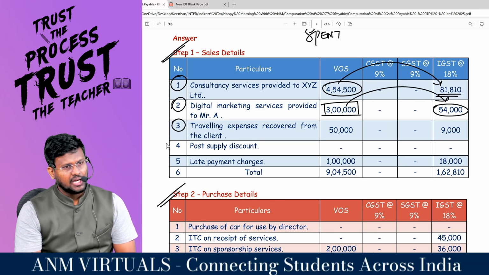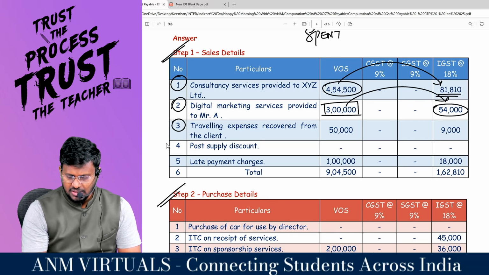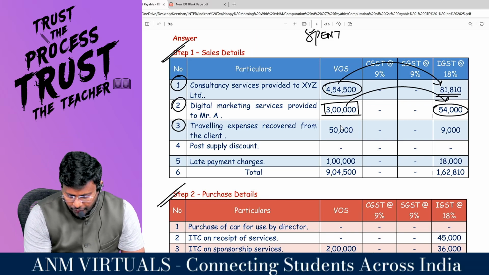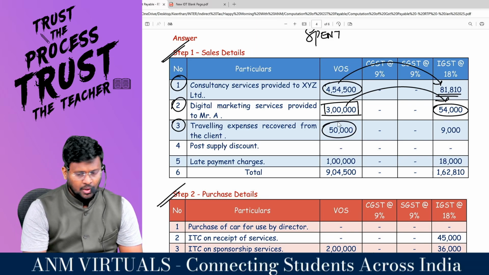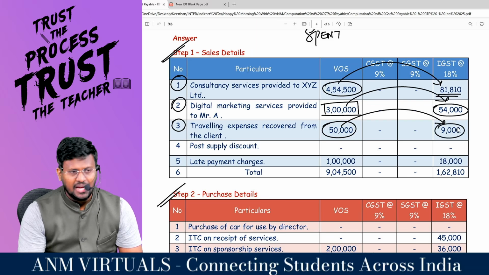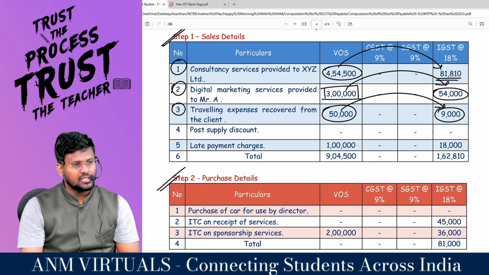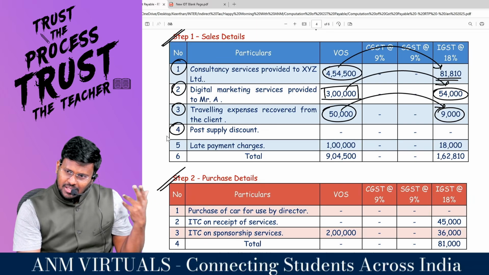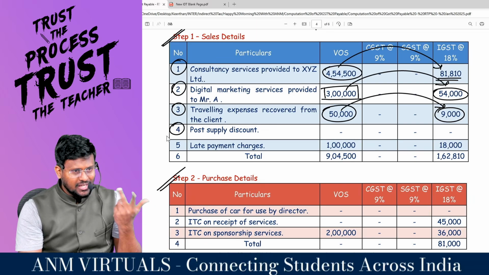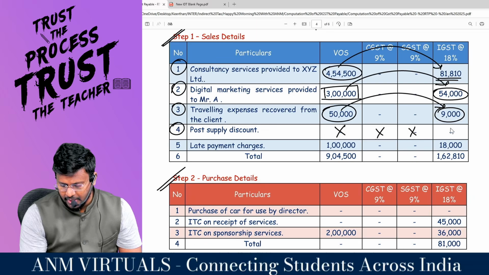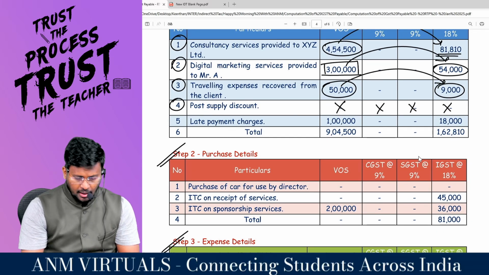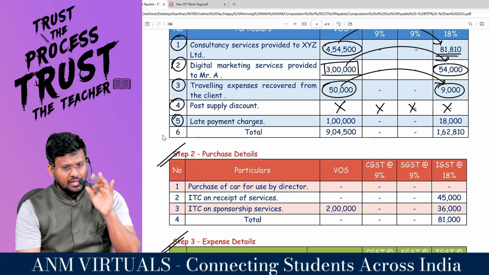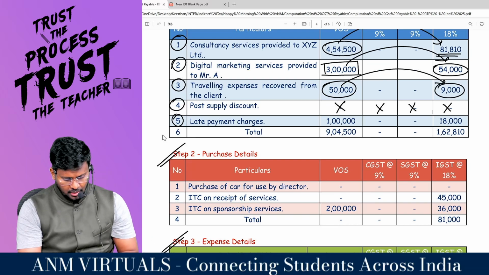Travelling expenses are recovered from whom? The client. Sir, employees recovered from the company, company recovered from the client. So 50,000 should be included in the value of supply. Since it is interstate, IGST of 18% should be collected. Comfortable? Post supply discount. Since the recipient has not reversed the ITC, no adjustment is to be done with regard to the post supply discount. I am moving further. Late payment charges, any amount collected as late payment charges should be included in the value of supply.